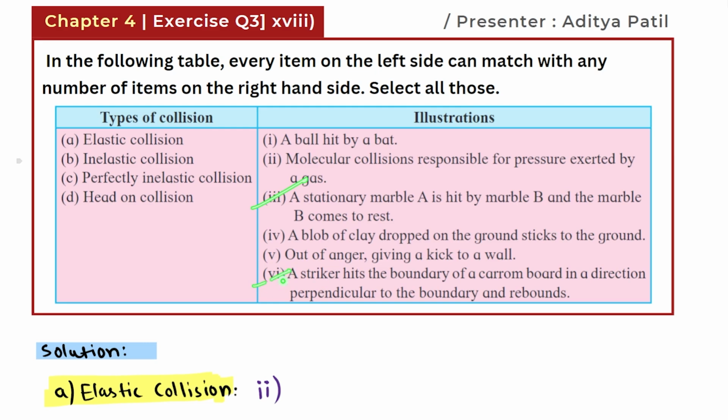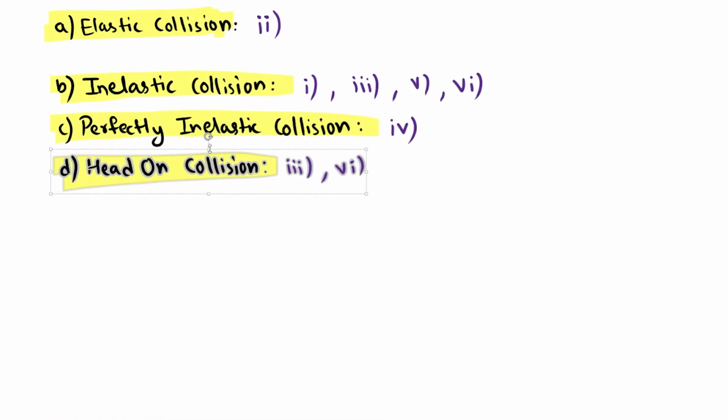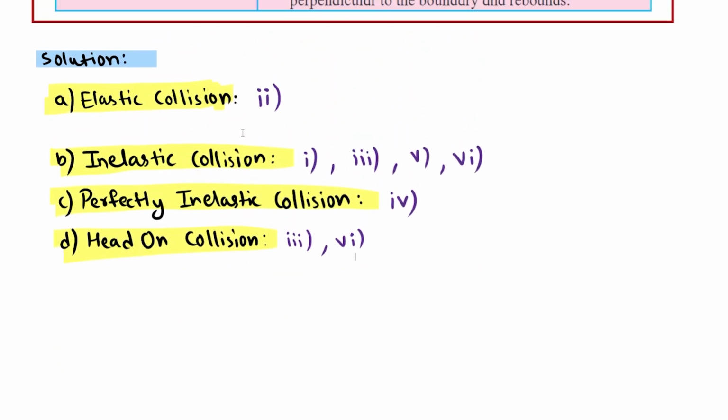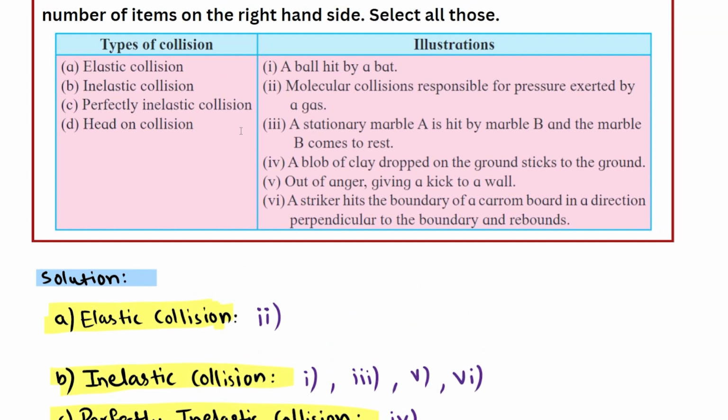So when a marble hits another marble, they continue to stay in the path of collision. And when a striker hits the boundary and traces back, basically it rebounds. So head-on collision condition is getting satisfied. So these are the illustrations that satisfy the condition for head-on collision, that is the stationary marble and the striker striking. Okay, so third and sixth, and this was it.